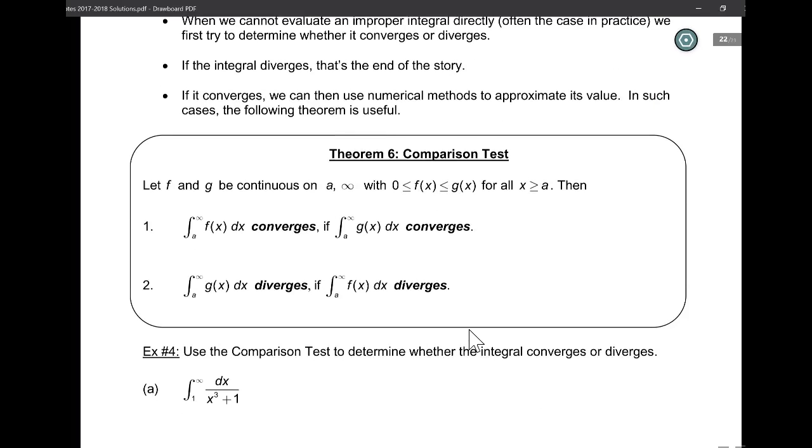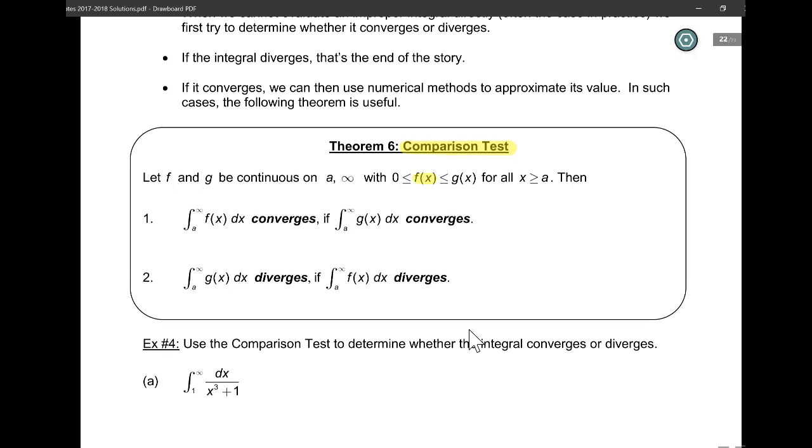So our next way to determine if a function converges or diverges is the comparison test. If we have a function f of x, which we know is greater than 0, so it's above the x-axis, and if it's less than some function g of x for all values, then we know f of x is going to converge if g of x converges.